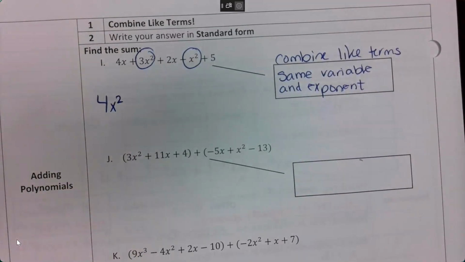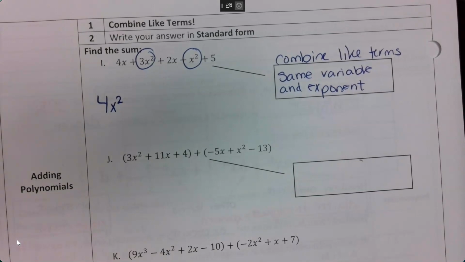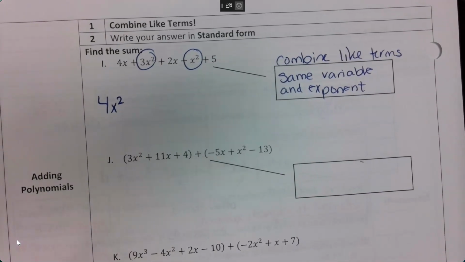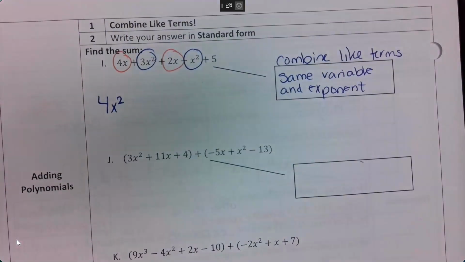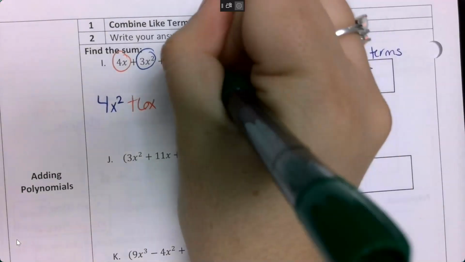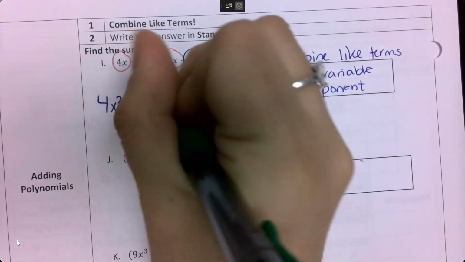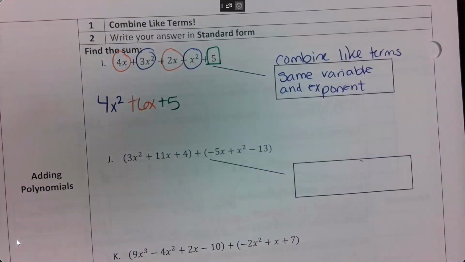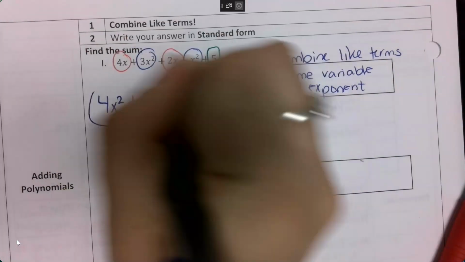Then what's my next highest exponent? Okay, so just the x's, so I have 4x and 2x. What's 4 plus 2? Okay. And then I want to add all the regular numbers together, which is just this 5. So this is my final answer.